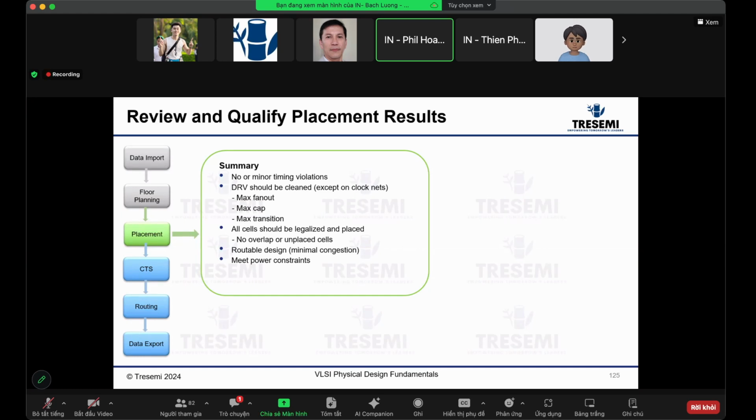Right? I think that's critically important. Okay, so I think that takes us to the end of placement. We're going to go to the labs.